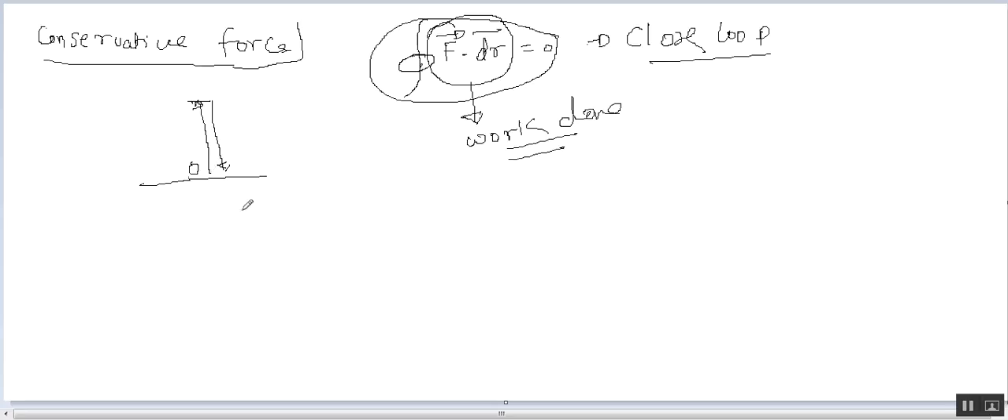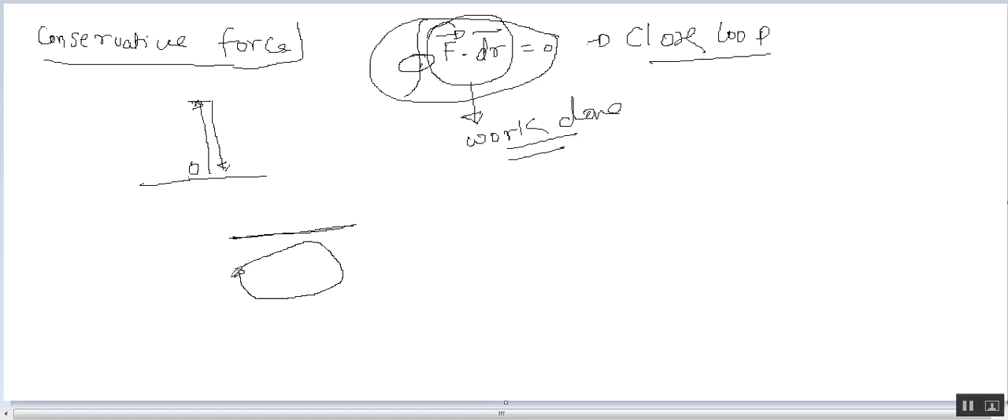If I start from here and go in this direction and come back to this point again, that is called a closed loop. Another example: I start here, go in this direction, then go here, then come back here. This is called a closed loop.